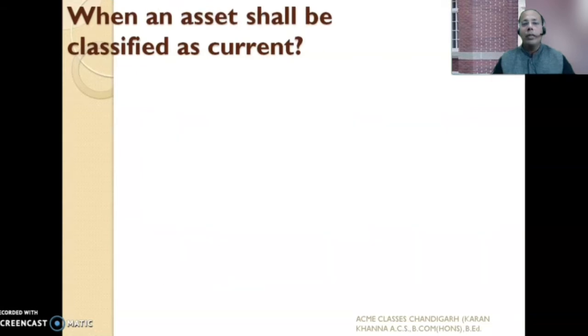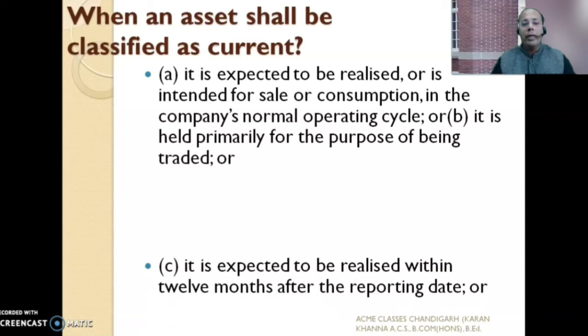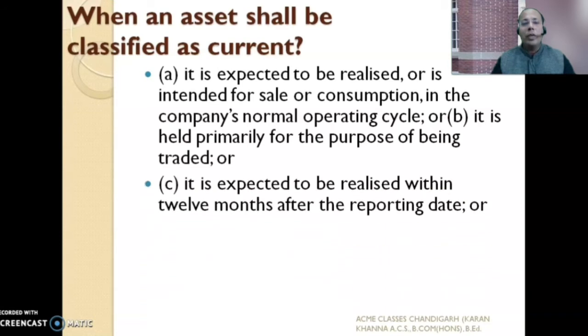Proceeding on, current assets. Likewise, current assets also are detailed in your book. So what are current assets? Current assets are assets which are expected to be realized or intended for sale or consumption in the company's normal operating cycle. It is primarily held for the purpose of being traded, and it is expected to be realized within 12 months after the reporting date. Now again, if I were to summarize the 3 points, current assets are assets which can be converted into cash or equivalents within 12 months or the normal operating cycle of the business, whichever is later.